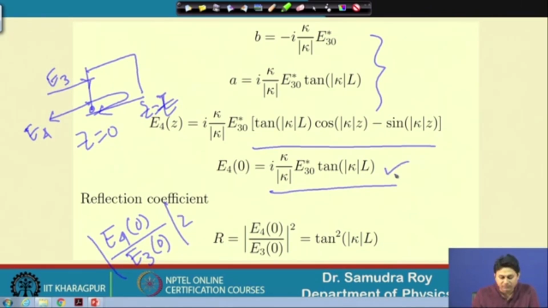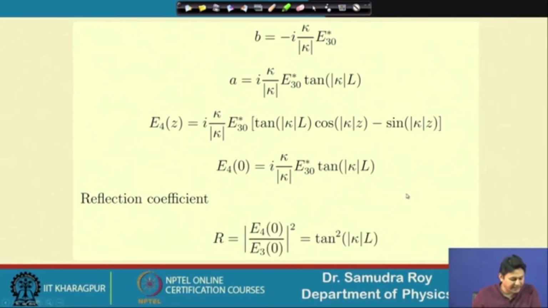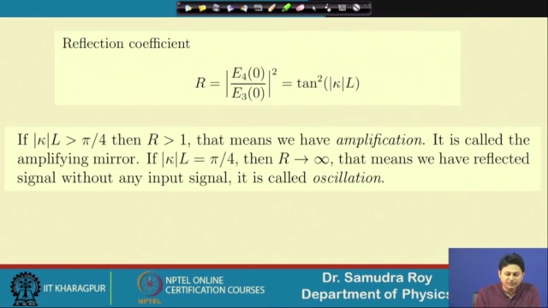So, from this equation which we have already derived, it is easy to find that it is something like tan square kappa L. Now, we know that the tan square value can have a range. So, this reflectivity is tan square kappa L. If kappa L is greater than pi by 4, then the reflectivity is greater than 1. That means we have some sort of amplification, as I mentioned. If it is 1, then whatever we have in the input, we will have the same thing as output. If it is greater than 1, then we have amplification.